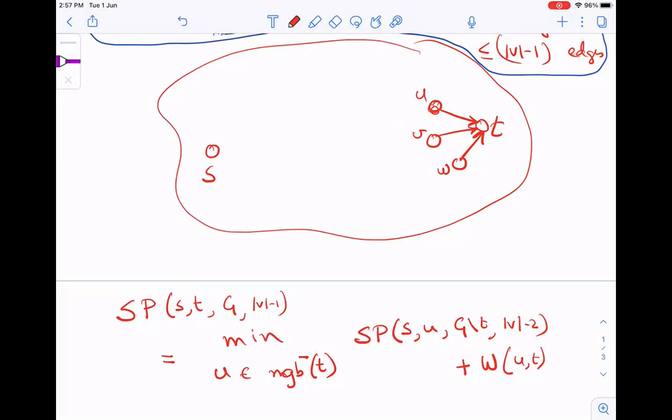Sir, one clarification. Actually, we are considering at most v minus 1 edges because we don't consider any loop in a shortest path, right? Yes. Okay.